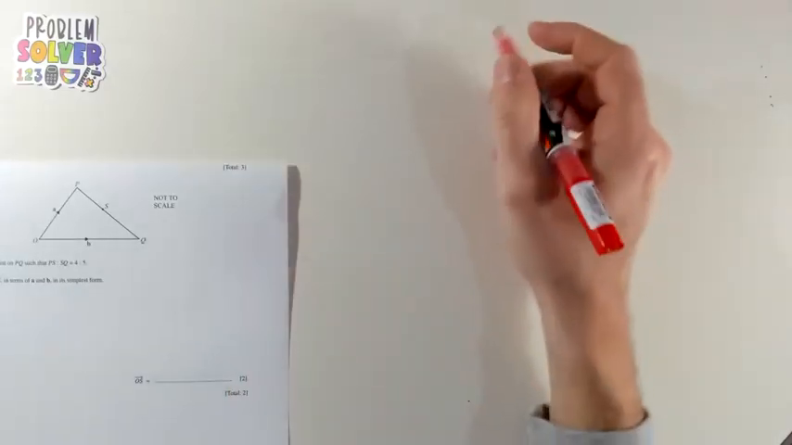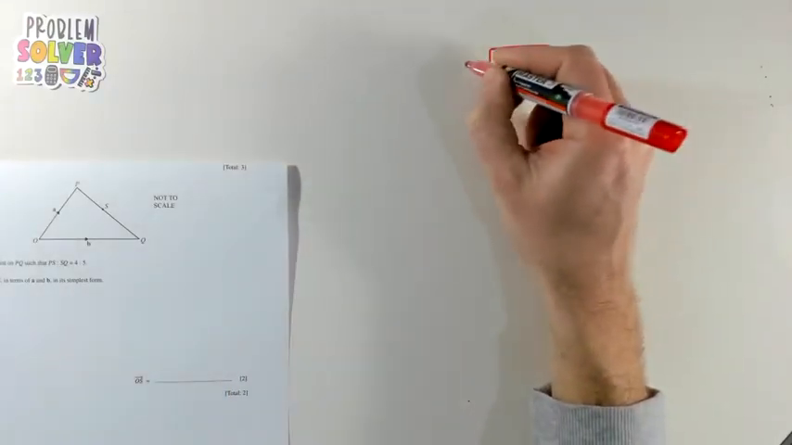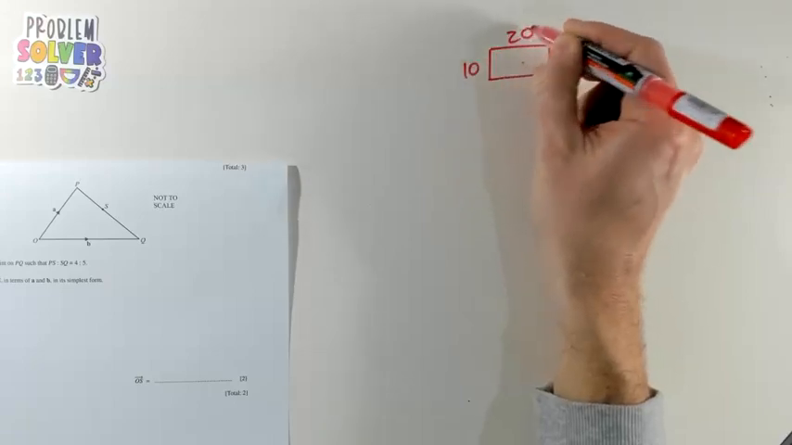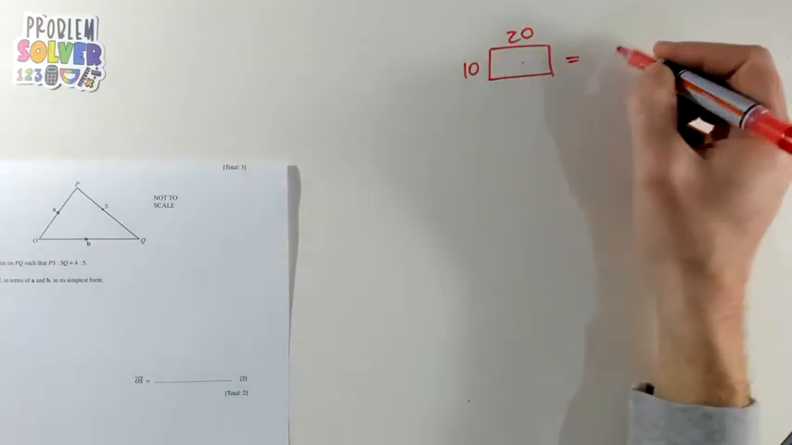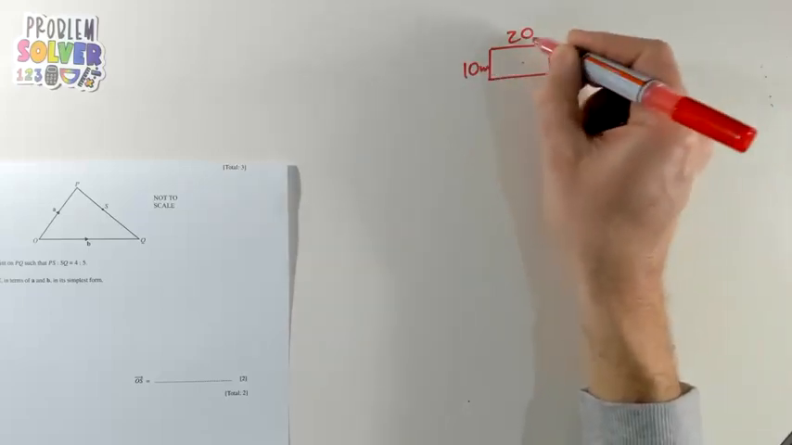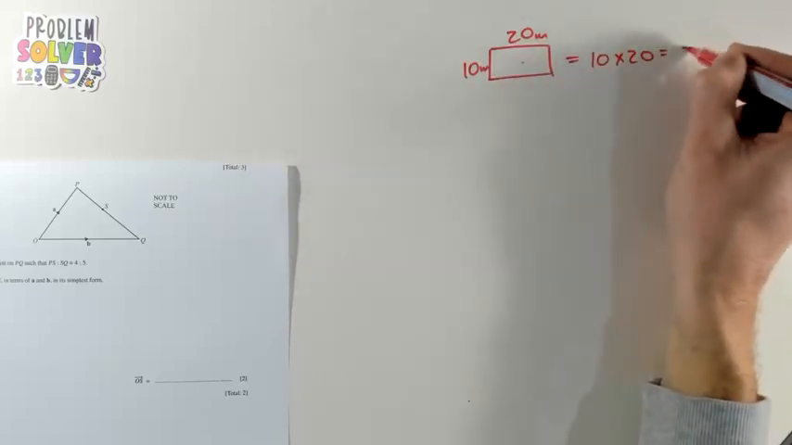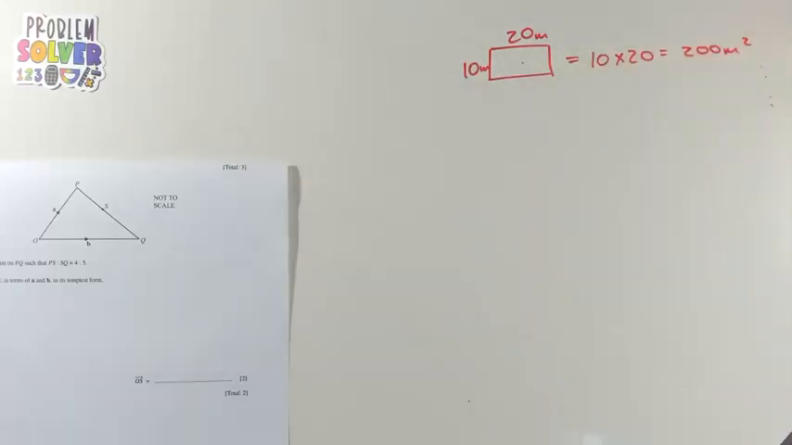I'm going to start off really easy with something like a rectangle. If I had a rectangle and I had the side length 10 and 20, and I asked you to work out the area, then you'd say, well, I have the numbers. I can just say 10 times 20. And if these were meters, for example, then I would have something like 200 square meters and I'd be happy.